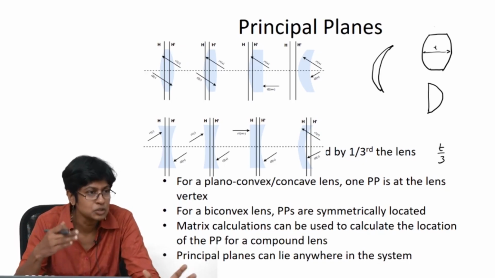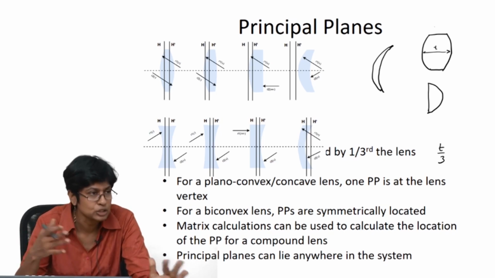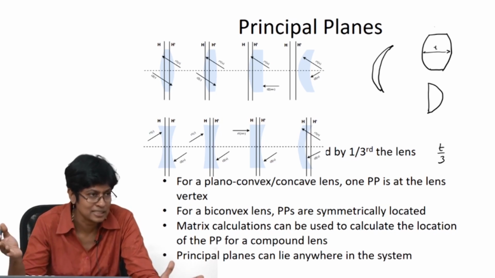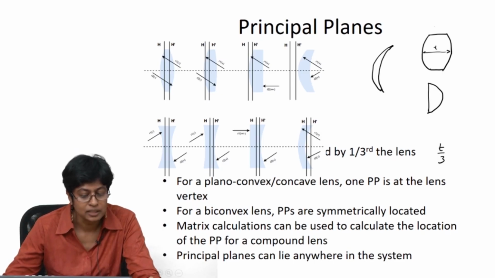So if for some reason you need to access the principal plane, you have to look at your design and make sure that the principal planes are at accessible locations. I won't run through the lower set of figures. They're again for more concave lenses, and you can again see how these different points are validated if you look at different types of concave lenses.